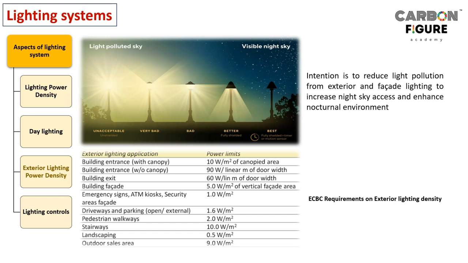So these are the different locations of exterior lighting application, and how much LPD should be there. That is the value you can see there. So that is the ECBC requirement on exterior lighting density. So what is the ultimate intention? It is to reduce light pollution from exterior and facade lighting, to increase night sky access and enhance the nocturnal environment, right?